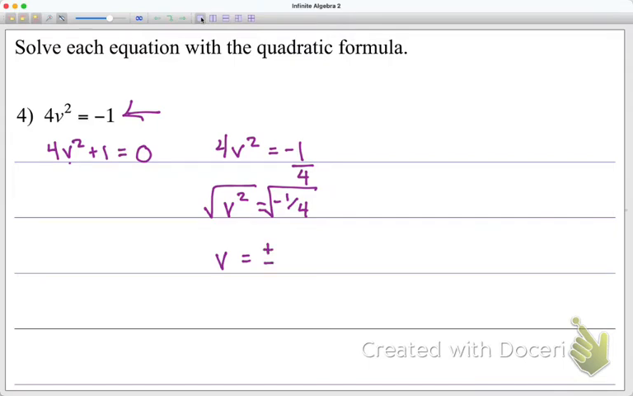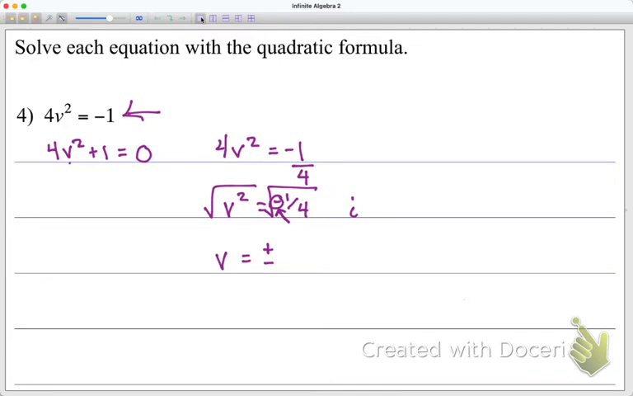Plus or minus. Well, we have a problem. What's our problem? That negative inside our square root. So that negative is an i, isn't it? Yep. Okay, so that is i. We got that. We're good there.